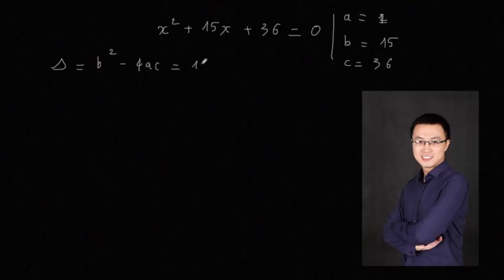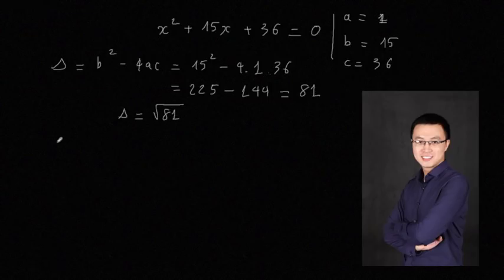B squared, you got 15 squared, wow. And minus 4 times 1 times 36. You have here 15 squared. Maybe I have to try by calculator. 225, and you got 4 times 36, which is 144. And the result here is 81. So for the value of delta, you got the square root of 81.